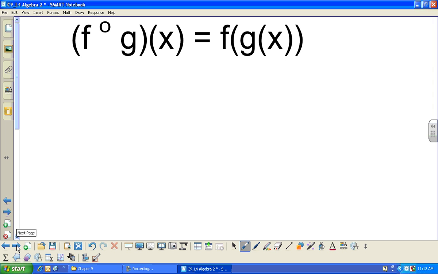f of g. f of g means whenever this small o on top, it means the function of g inside the function of f. This function of g is inside the function of f. If I were to give you that the function of f is equal to x plus 2 and the function of g is equal to 5x.